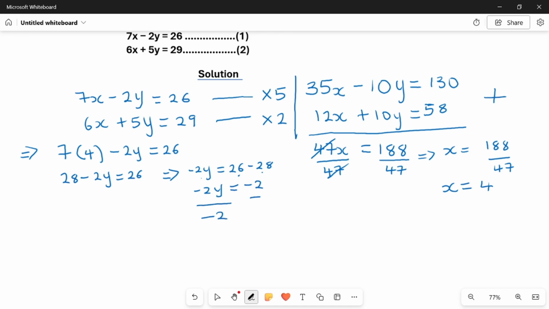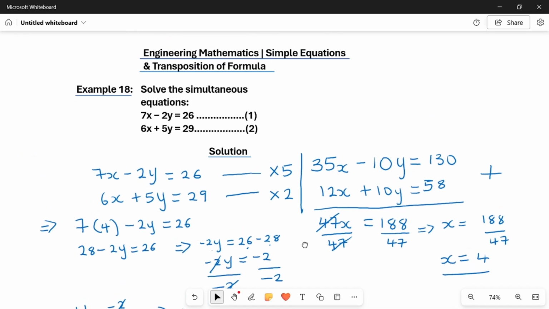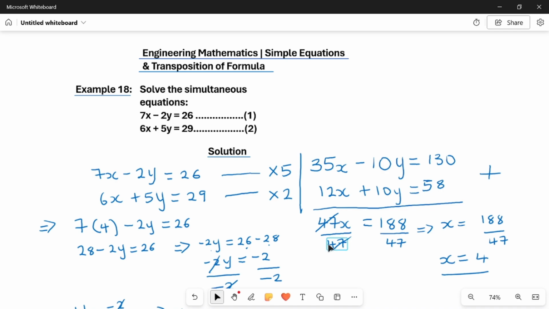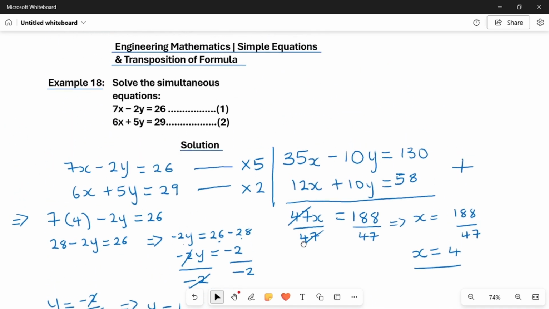So if we divide both sides by minus 2, minus 2 will cancel minus 2 here, and we're left with y equals to minus 2 all over minus 2. And we cancel that, we'll have that y is equal to what? 1. So we have gotten our value for x and we have gotten our value for y. So this is how we solve simultaneous equations. Very simple, right? Very simple.